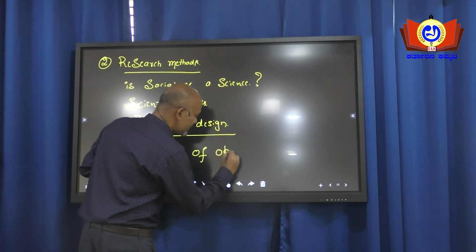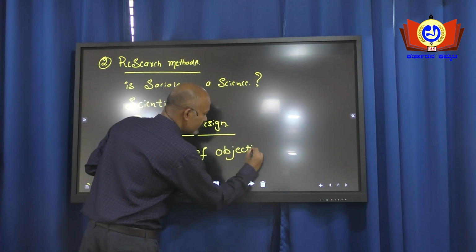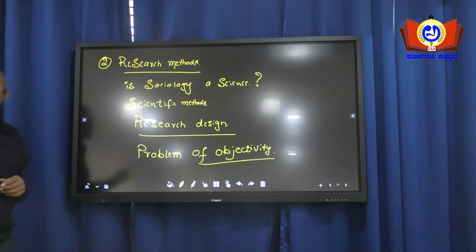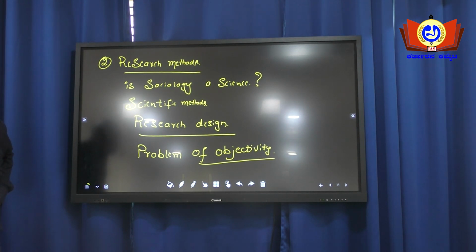Yesterday I told this. Why will the problem of objectivity come? Objectivity means not being biased towards anything. That is what is known as objectivity. Why will the problem of objectivity come? Any idea? Everyone will be biased.